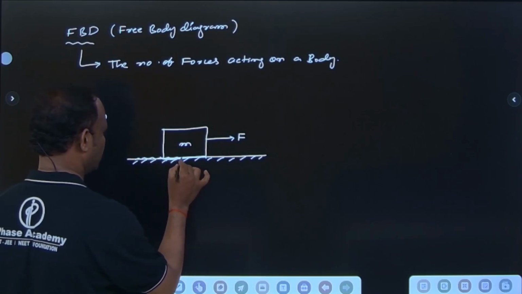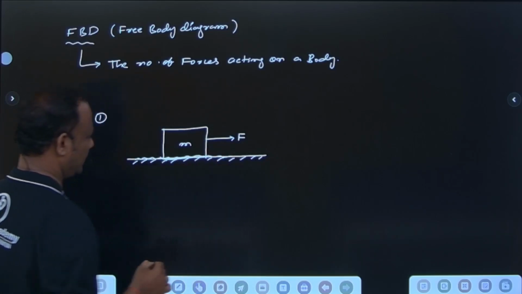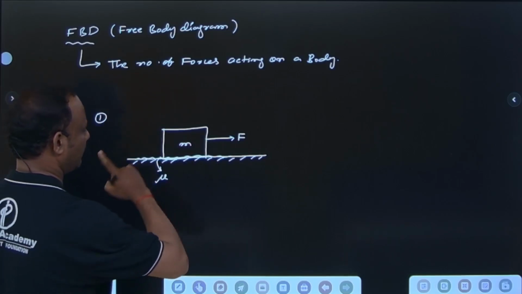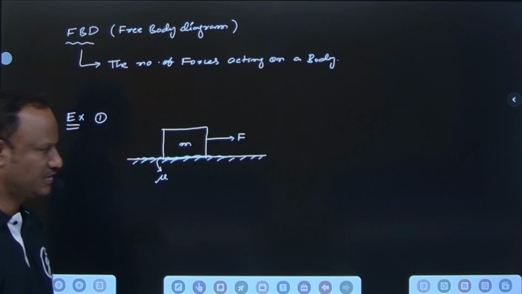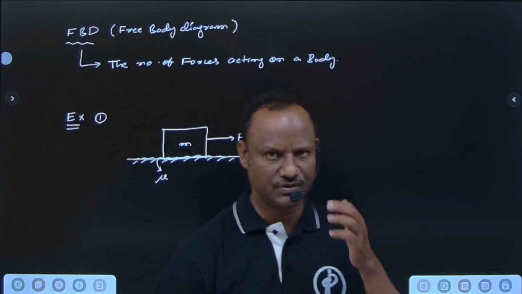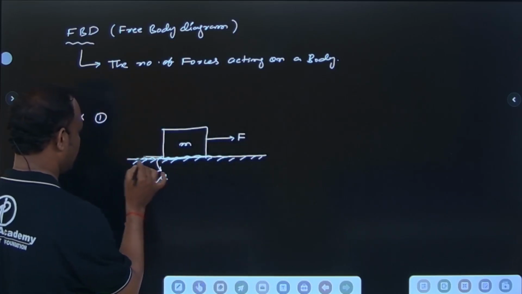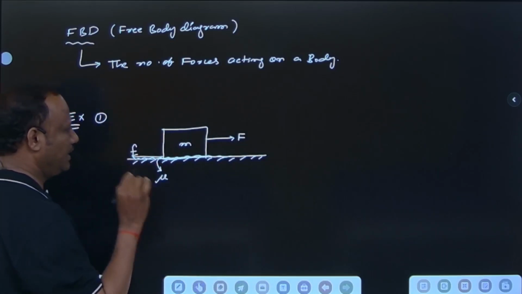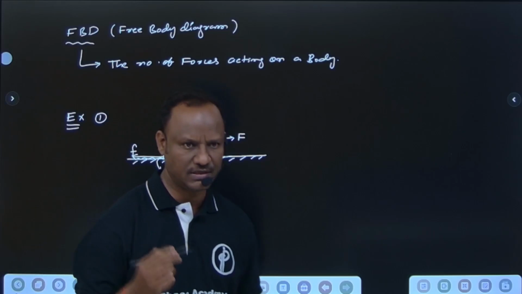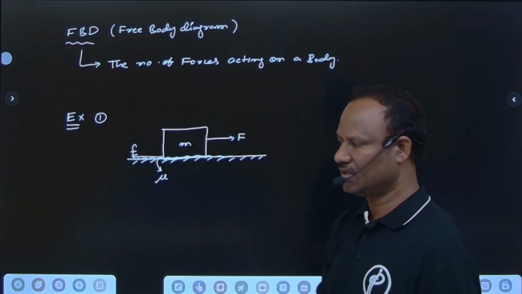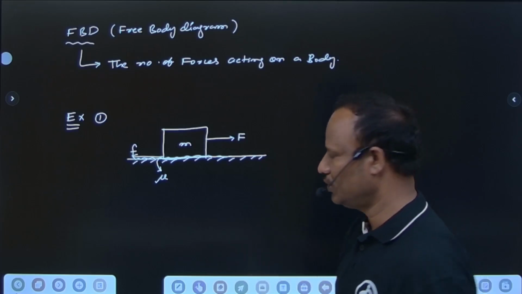And there will be some frictional force. Just imagine that this is friction, and the coefficient of friction is given as mu. If the applied force, the unbalanced force, is in the forward direction, the frictional force is in the backward direction. To find its acceleration and the different parameters, first we need to take the free body diagram.